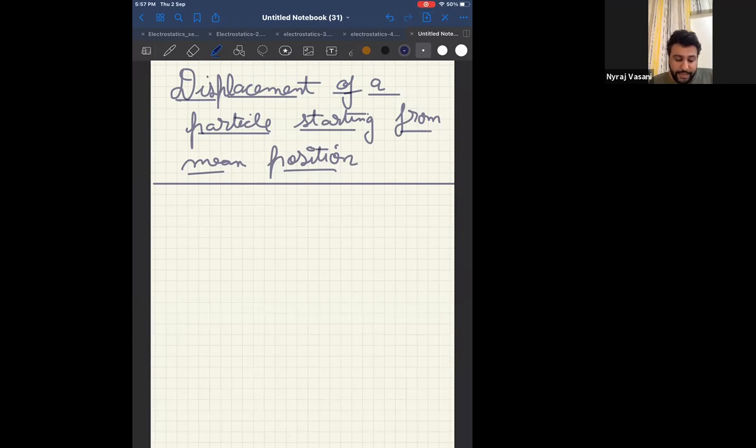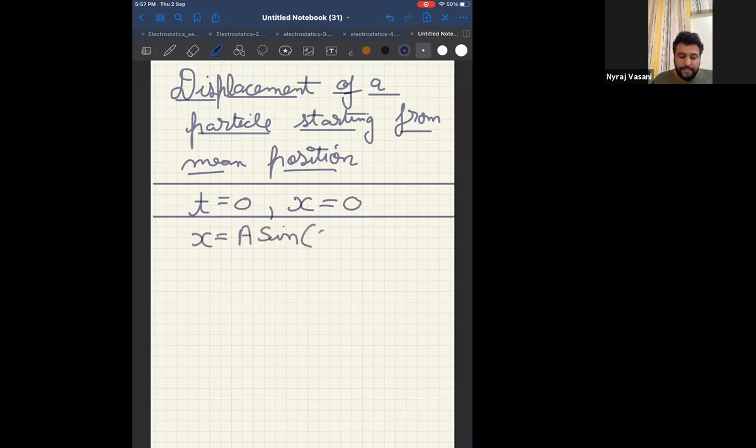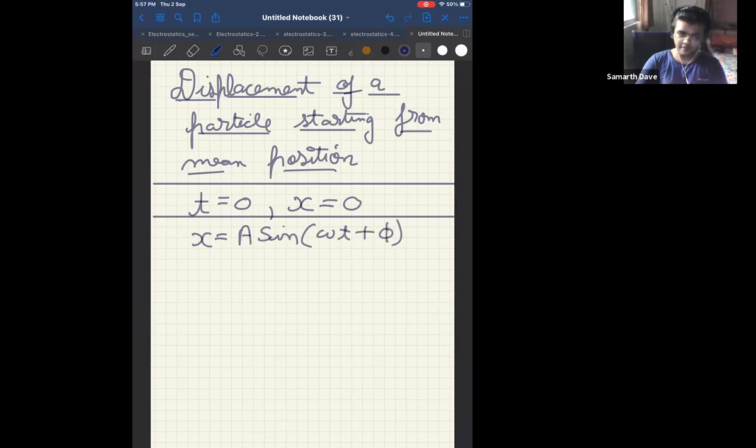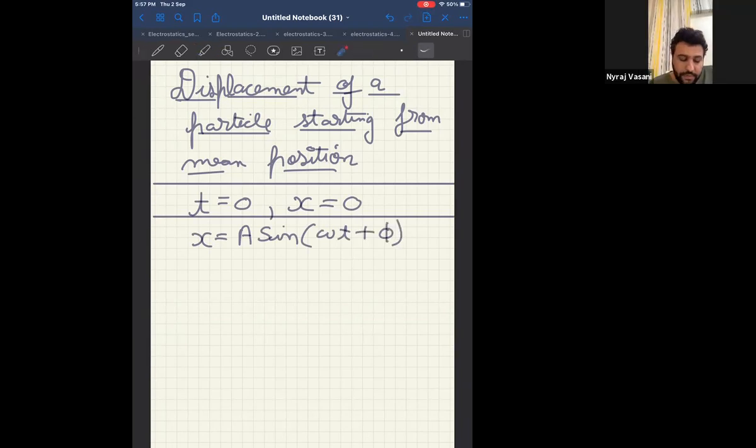Now, can I say whenever anything is starting, t is equal to 0 because you're just starting? And can I say at mean x is also equal to 0? Therefore, what is my general formula for displacement? x is equal to a sine omega t plus phi. Now, let me put these two values and get the value for phi. I told you my equation is not complete. I have to complete it now. If I put t equal to 0 and x equal to 0, what will be my value for phi?